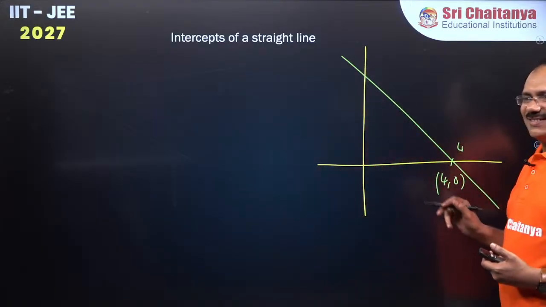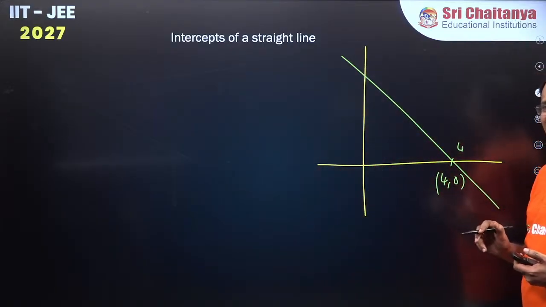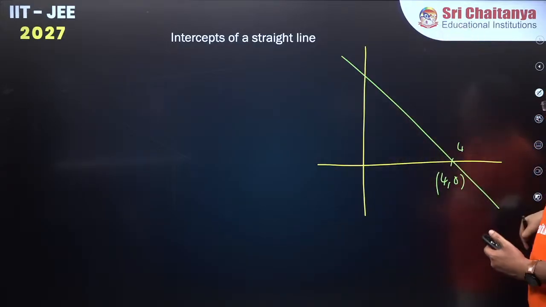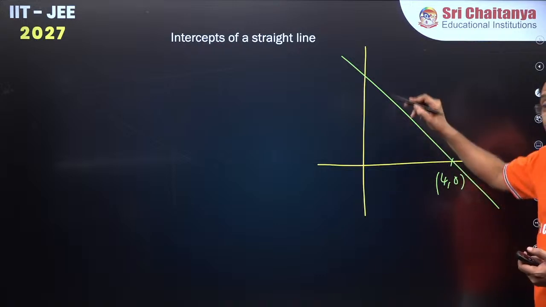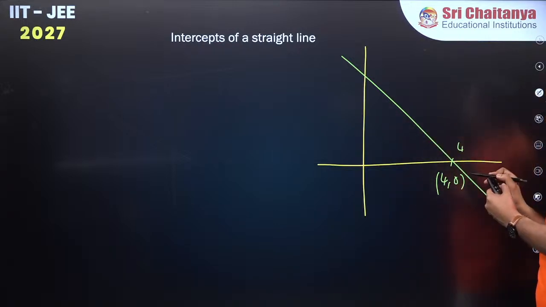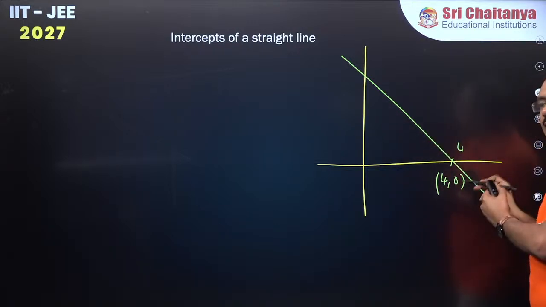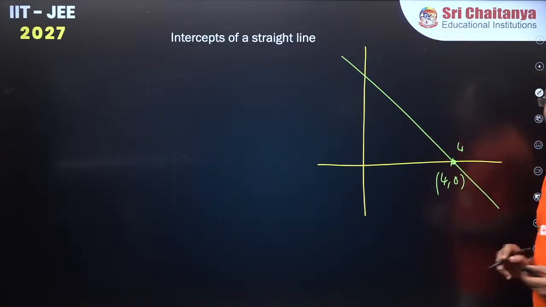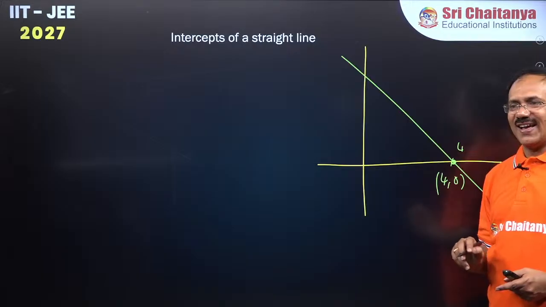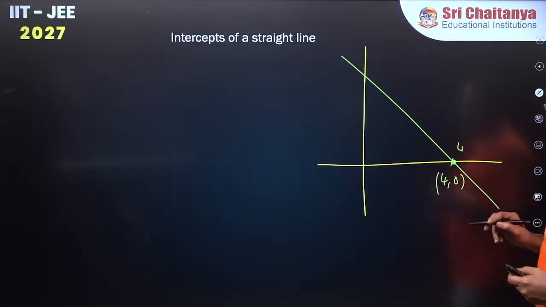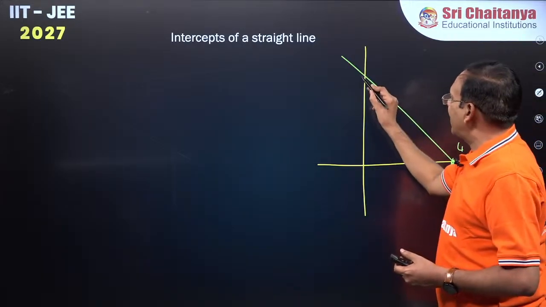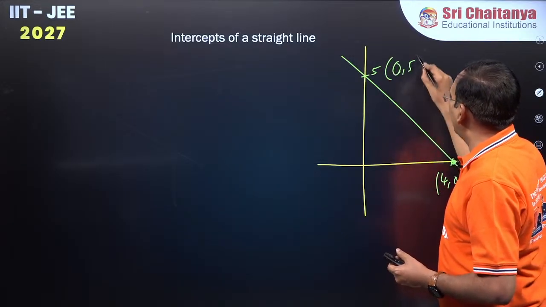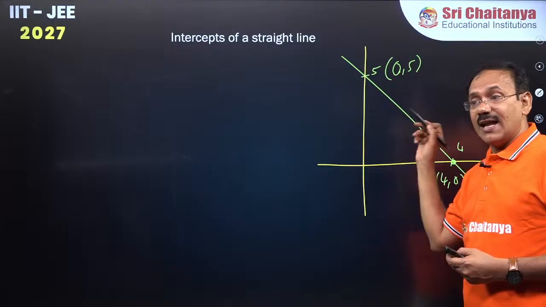So, x-axis. Suppose a line cuts the x-axis at 4, that means it passes through (4, 0), and we call the x-intercept of the line 4. Next, suppose a line cuts the y-axis at 5, that means it is passing through the point (0, 5). We say the y-intercept of the line is 5.